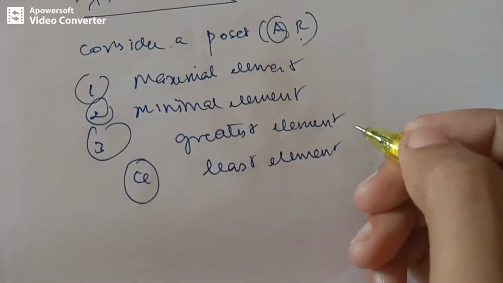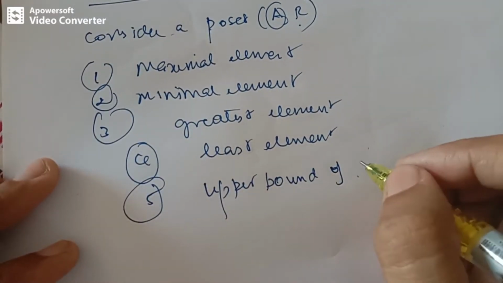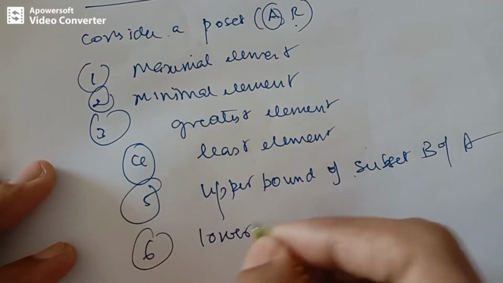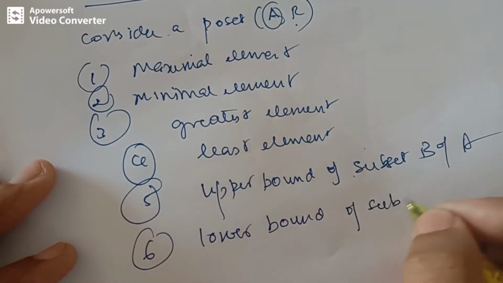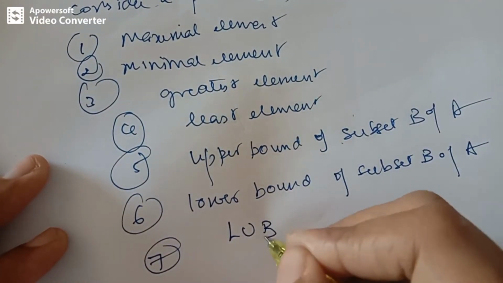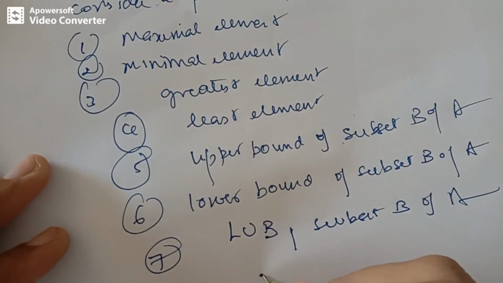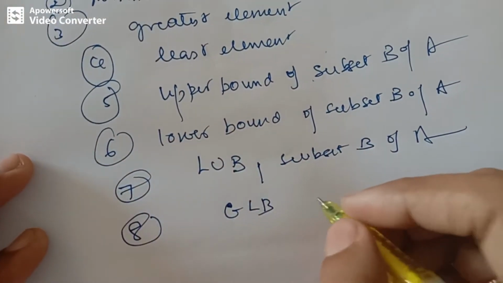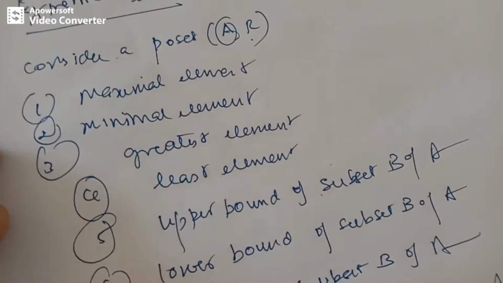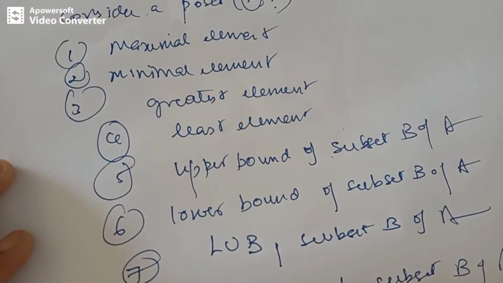Along with this, we see some other concepts related to finding the upper bound of the subset B of A, finding the lower bound of the subset B of A, finding the least upper bound of subset B of A, and finding the greatest lower bound of subset B of A. We will see all these terms, and these are nothing but the extremal elements of a poset. We are going to look into each one of them in detail along with some examples.